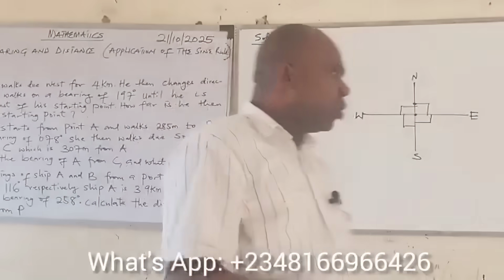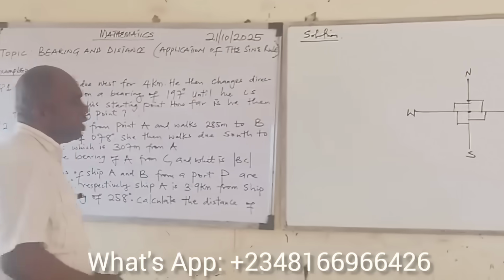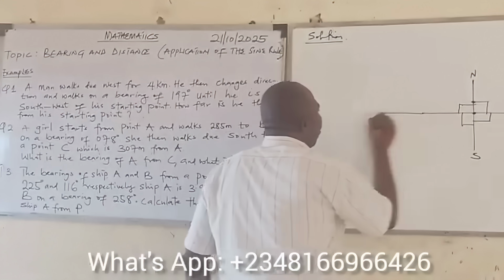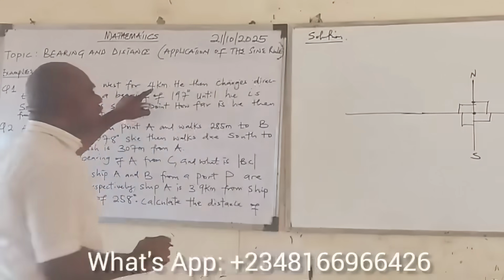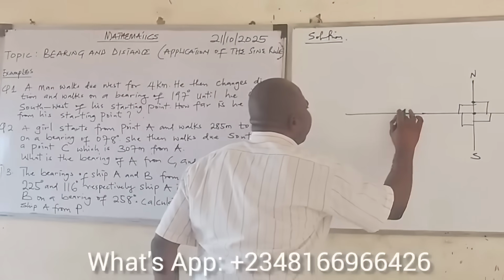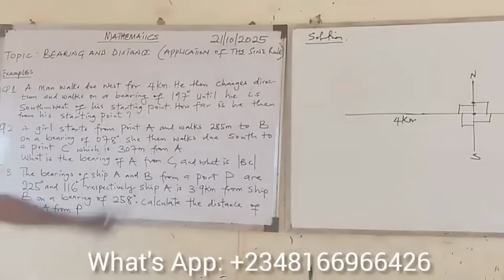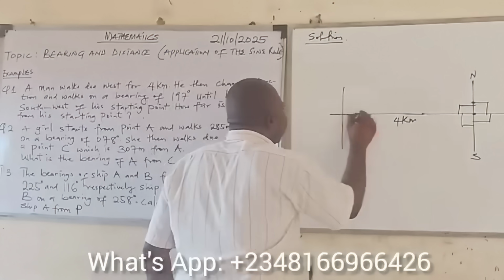Now, going back to the question, we're told that a man walks due west. This is the direction of the man, due west. And he walks 4 kilometers. So the man walks 4 kilometers. He then changes direction. Now, from this point, these are other points.